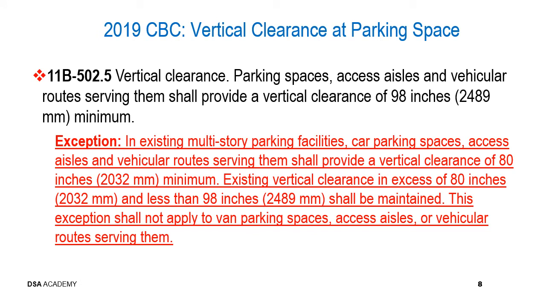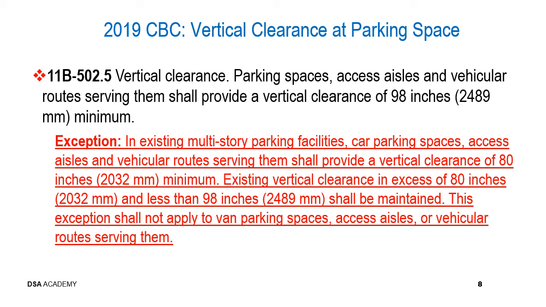With regards to vertical clearance at parking space, there has been a bit of a change here for those vertical clearances in 11B-502.5. Parking spaces, access aisles, and vehicular routes serving them shall provide a clearance of 98 inches minimum. There is an exception now that's provided, and this is new.